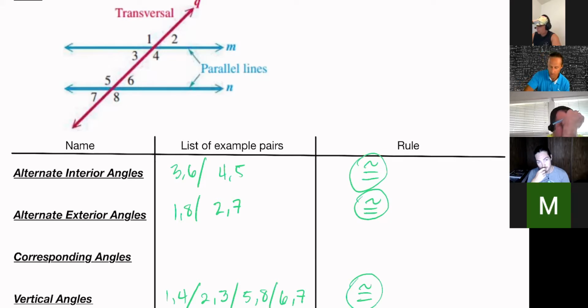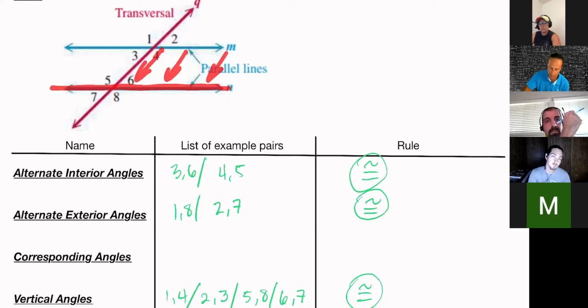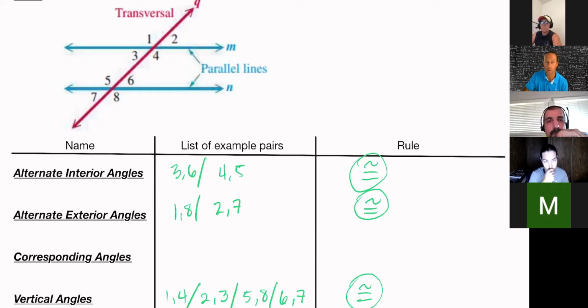Well, check this out. What if I took this line M here and I just moved it down my transversal? I literally took it and slid it down. What would it eventually become? It would become line N, wouldn't it? If I was to just slide this down the transversal, wouldn't it become the exact same line? Yeah. Because they're what? They're parallel. Very good. And that's the only way that they would overlap.